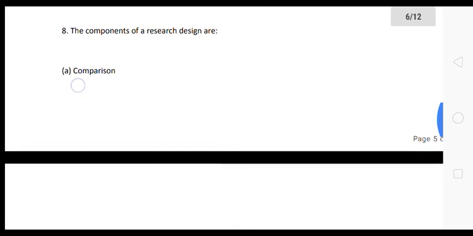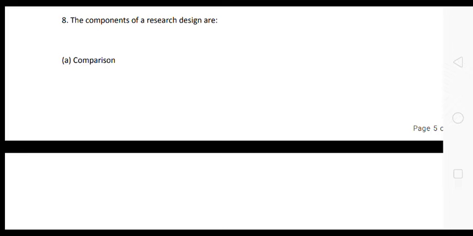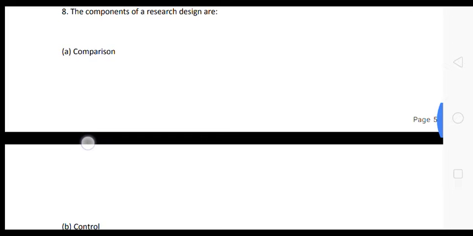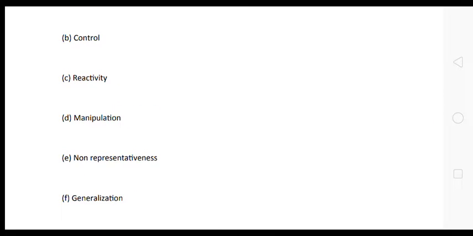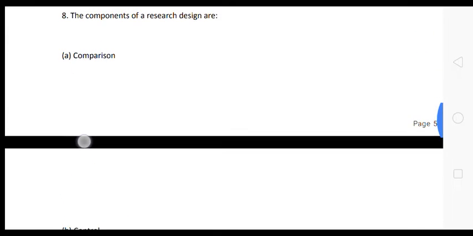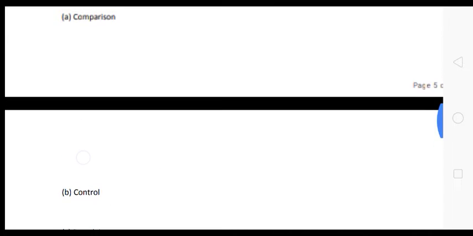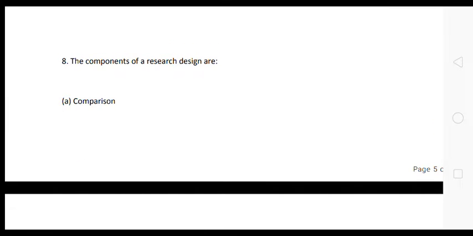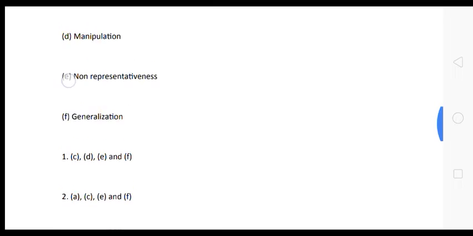The next question is, the components of a research design are, options are comparison, control, reactivity, manipulation, non-representatives, generalizations. Option 1, 2, 3, 4. But the correct answer is option 4, ABDF. Comparison, control, manipulation, and generalization. These are the components of a research design.